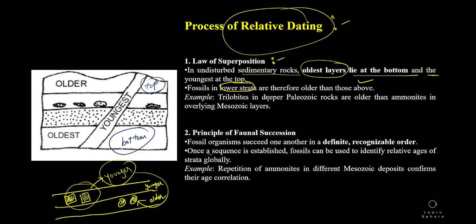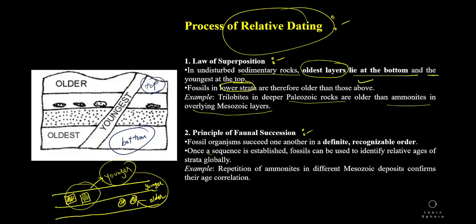For example, trilobites in deeper Paleozoic rocks are older than the ammonites in overlying Mesozoic layers. Clear? This is the law of superposition, which says that the oldest layer will lie at the bottom and the fossils present at the bottom are older than those in the top layer. The second principle is the principle of faunal succession.